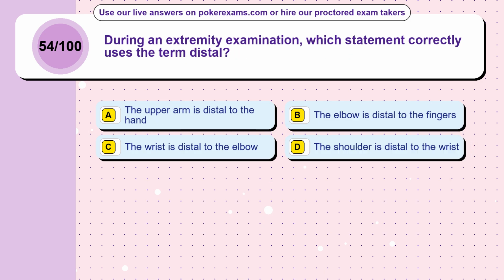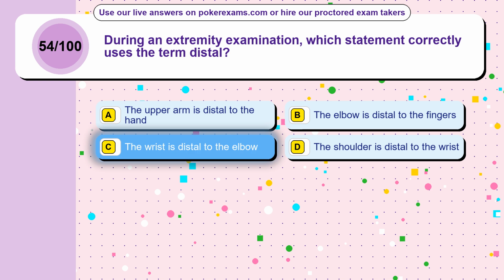Question 54. During an extremity examination, which statement correctly uses the term distal? Option A. The upper arm is distal to the hand. Option B. The elbow is distal to the fingers. Option C. The wrist is distal to the elbow. Option D. The shoulder is distal to the wrist.